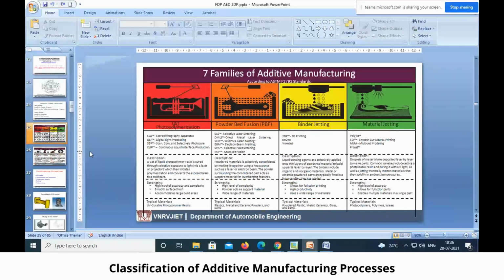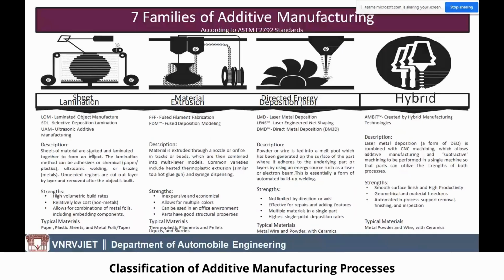Here, the hybrid manufacturing process is not only producing layer by layer manufacturing. At the same time, it has a facility for finishing on the same machine. On the same machine. That's what you can see here. The layer metal deposition is combined with the CNC machining process, which allows additive manufacturing and subtractive manufacturing to be performed in a single machine, so that the strength of both the processes can be utilized.